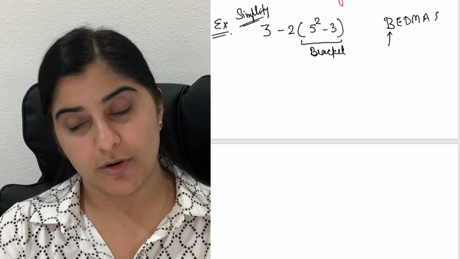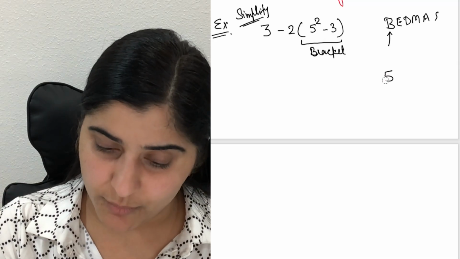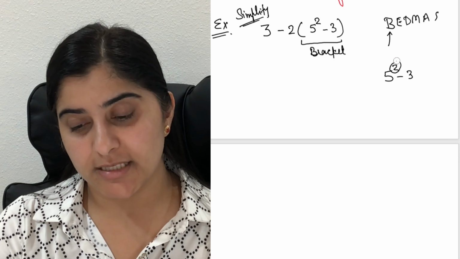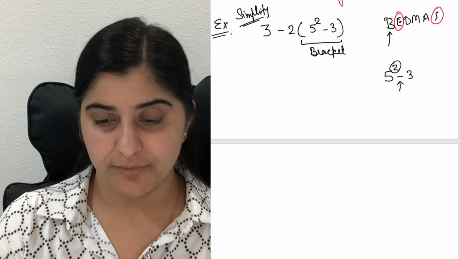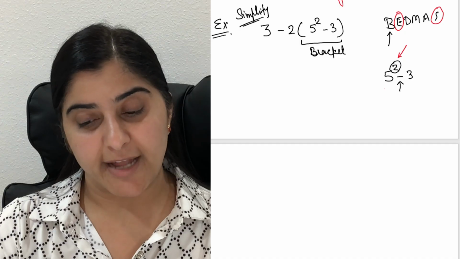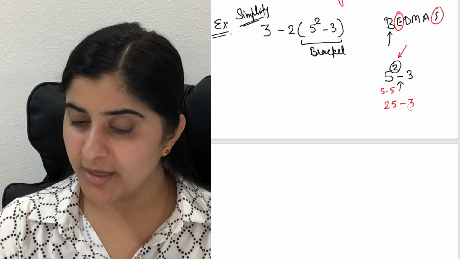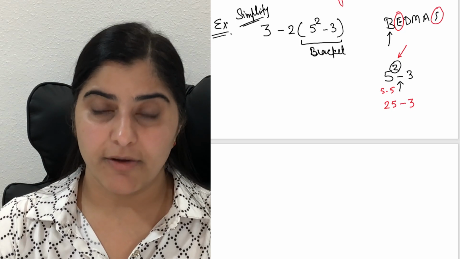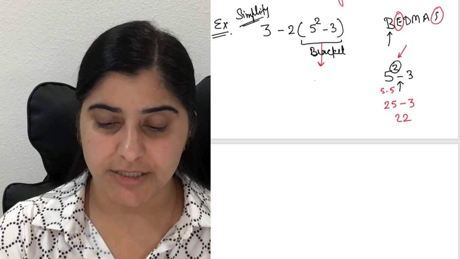So inside the bracket there is another algebraic operation that we have to treat. 5 squared minus 3. We have two operations, one is the exponent, one is the subtraction. Which comes first? Exponent comes first, so we have to perform the exponent first. 5 squared is 5 times 5, so it is 25, minus 3. Now there is only one operation after you solve the exponent. 25 minus 3 is 22. So that means this bracket is just 22.